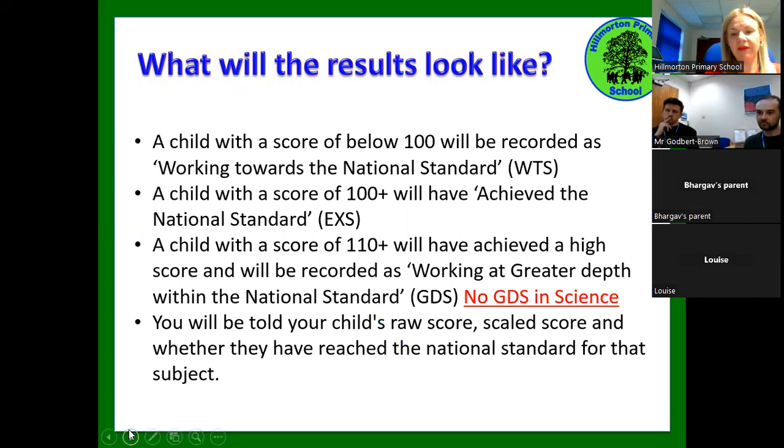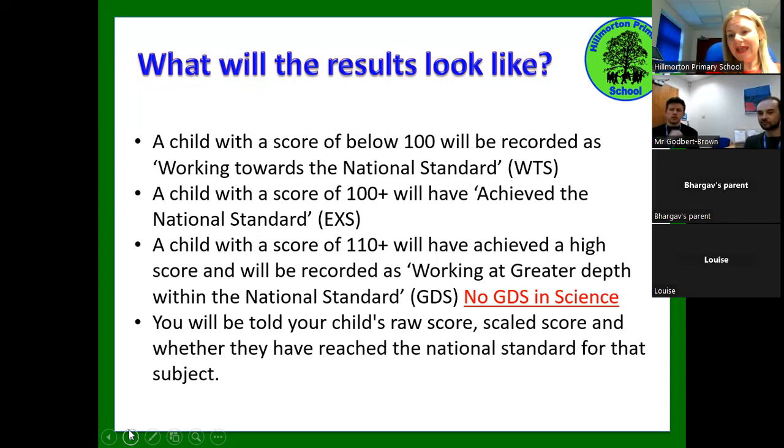And again, this will all be explained in the letter that you get. A child with a score below 100 is recorded as working towards the national standard. 100 plus will have achieved the national standard. And a child with 110 or more will have achieved that high score and be recorded as working at greater depth within the national standard.